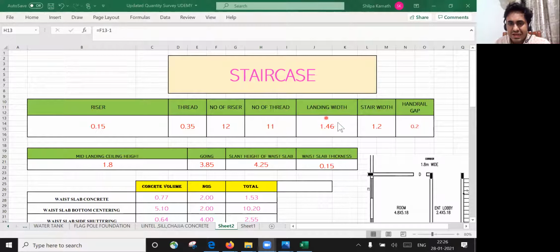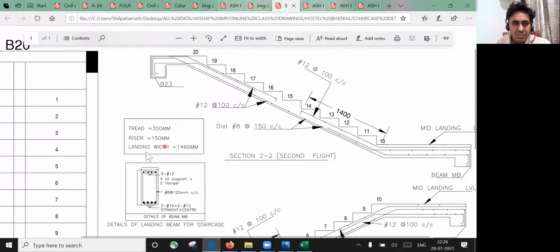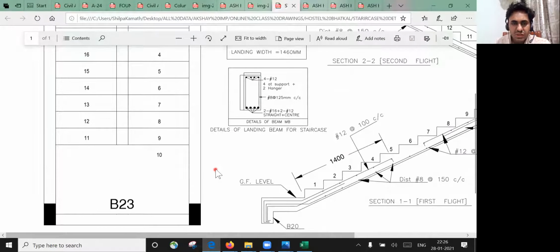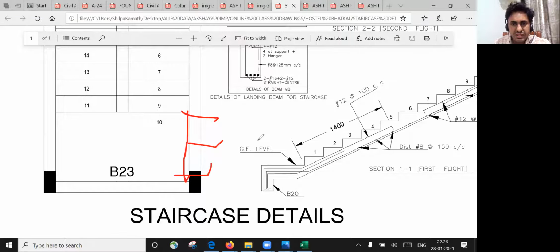Now coming to the landing width. What is this landing width? We'll go back to the drawing. You can see here the landing width is 1460, that is 1.46 meter. That means whatever width we have here, from here to here, this is called the landing width. This width is given and it has been found to be 1.46. So this is called the landing width.